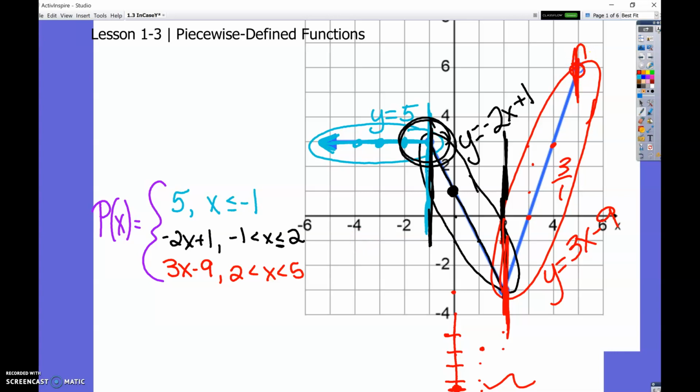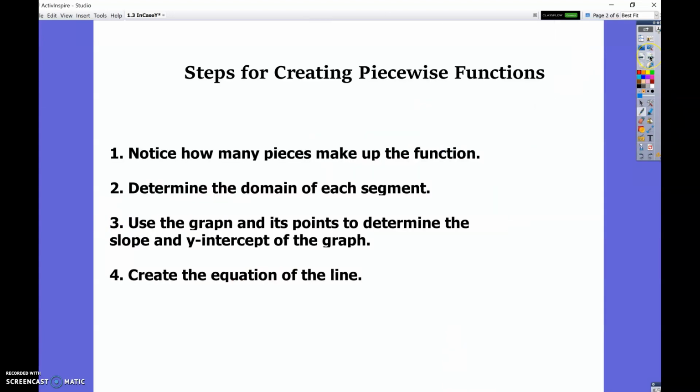Now, that was a lot. Let's talk about some steps you can use when you're trying to create equations for piecewise functions. First, notice how many pieces there are in the function. Second, determine the domain of each of them. Third, use the graph and its points to determine the slope and y-intercept of the graph. And then finally, create the equation of the line or the function, if you will.